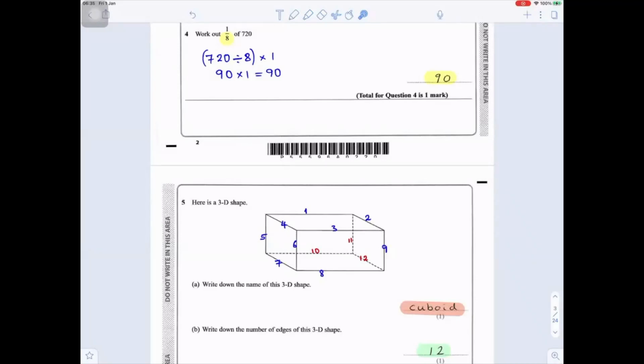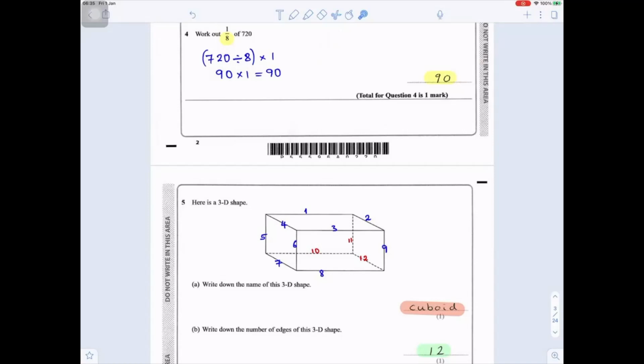Question number 4. Work out 1/8 of 720. That means 720 divided by 8 times 1. So 720 divided by 8, it gives you 90. 90 times 1 gives you 90. So the answer is 90.